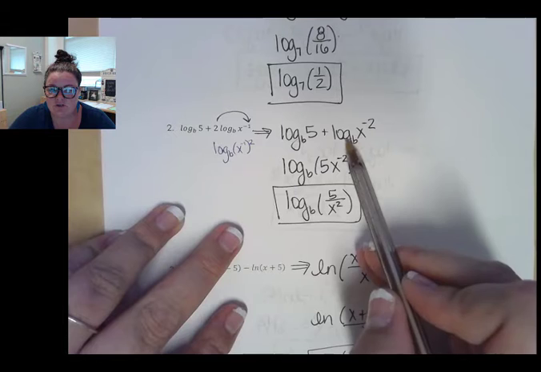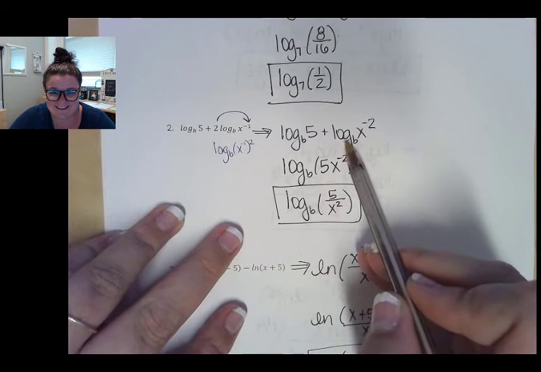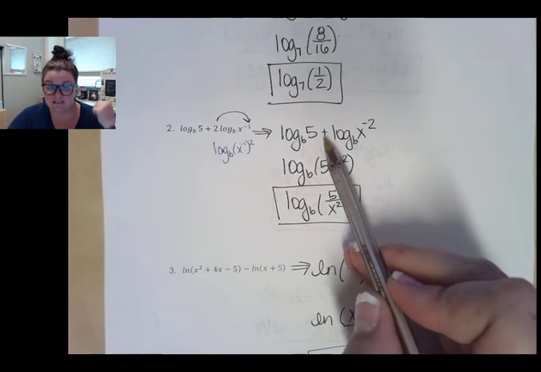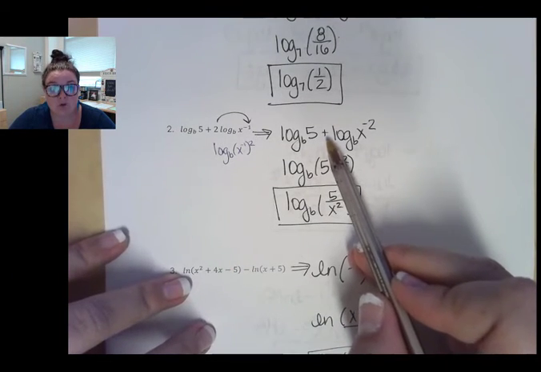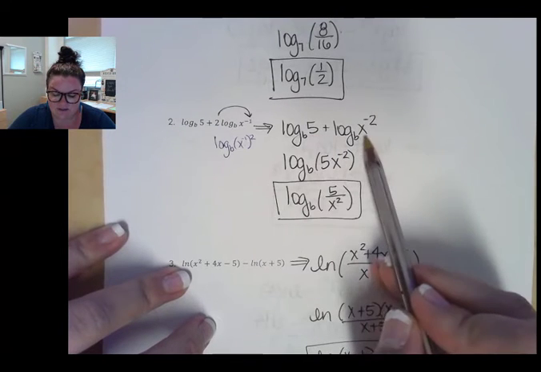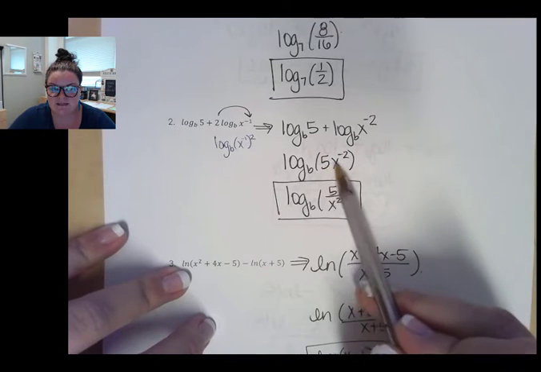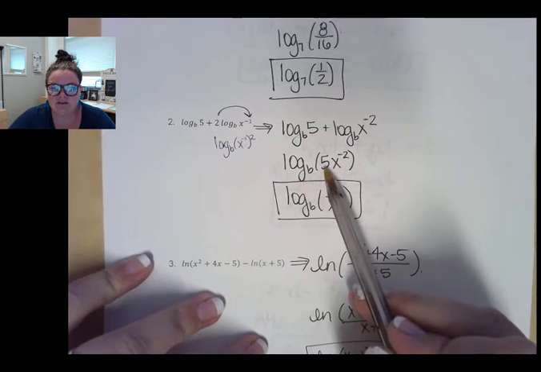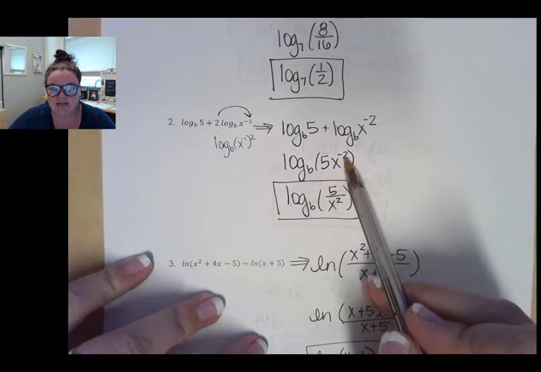And now that I have 2 log terms with no coefficients that are being added, remember, addition tells me that I must have started with a product. So I can go ahead and write the inside factors of these 2 logs as a product within one condensed log. So I have log base b of 5 times x to the -2.